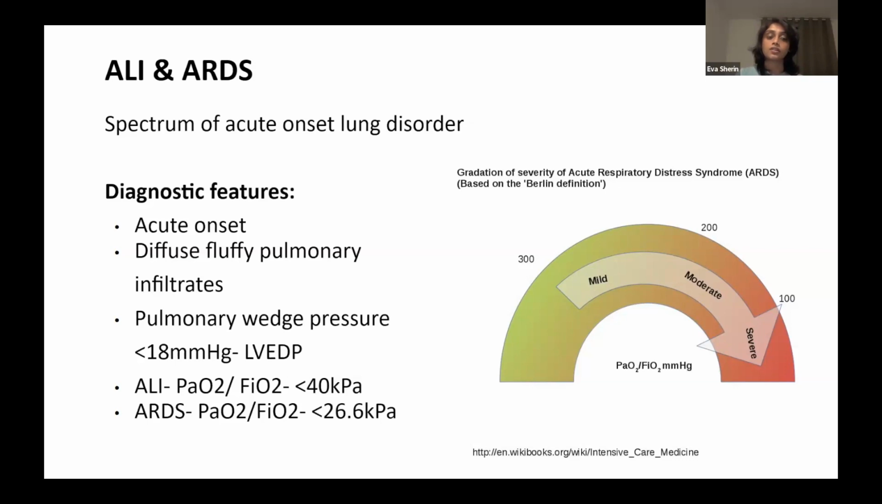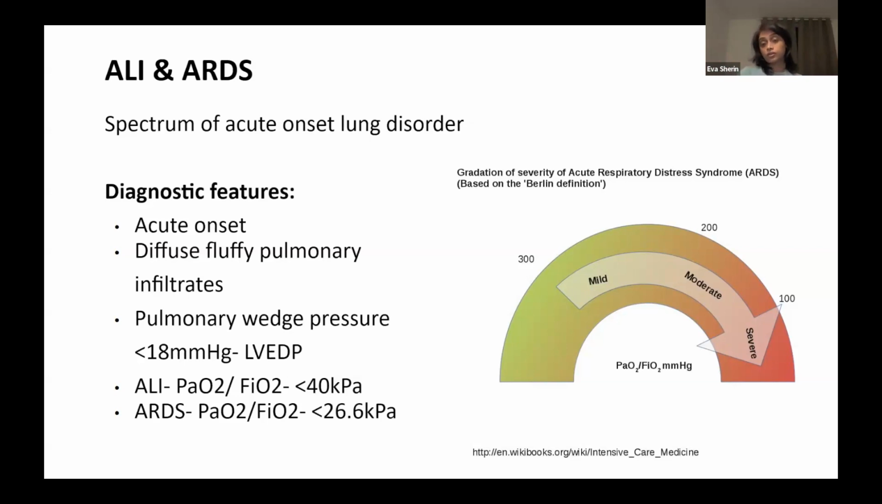And ALI is acute lung injury. It's more of a hypodiagnosis, I guess you can say. So it's partial pressure of oxygen divided by fraction of inspired oxygen, and it should be less than 40 when you calculate. If it is less than 26.6, then it becomes acute respiratory distress syndrome. So that's how you differentiate. It's more like a spectrum: you put your normal lungs, acute lung injury, and then ARDS, which is the more extreme version of it.